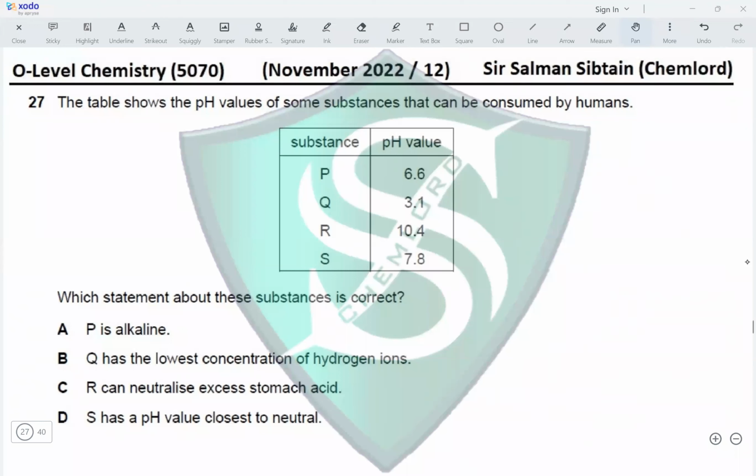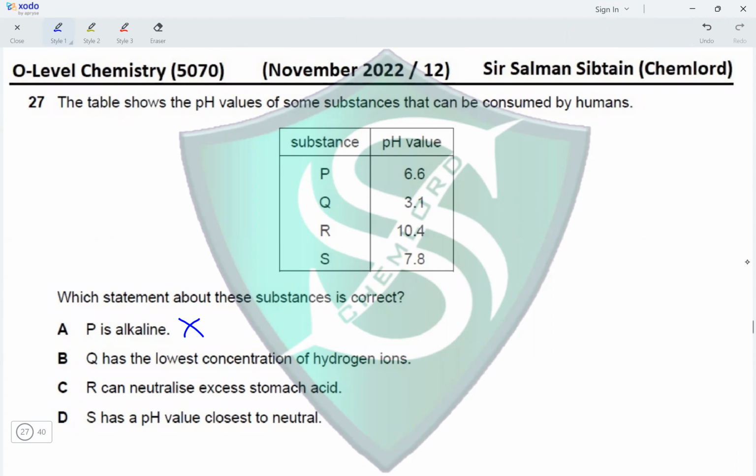Question 27. The table shows the pH values of some substances that can be consumed by humans: P, Q, R, and S. Which statement about these substances is correct? Option A: P is alkaline. P has a value of less than 7, so it is acidic. A is wrong.